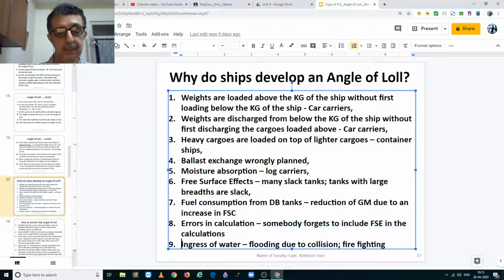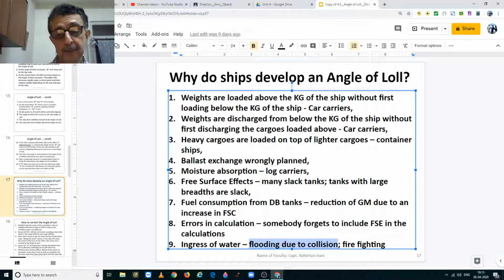The next point is about ingress of water, flooding due to collision, firefighting. Flooding due to collision means that the ingress of water into the cargo holds increases the prospect of the ship going into an angle of loll condition. Since the cargo holds are huge and their breadths are huge, the free surface effects are also huge.